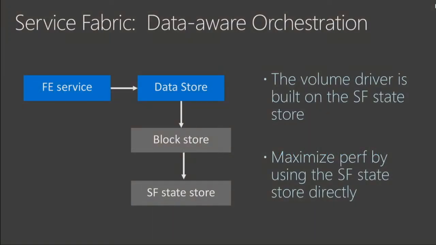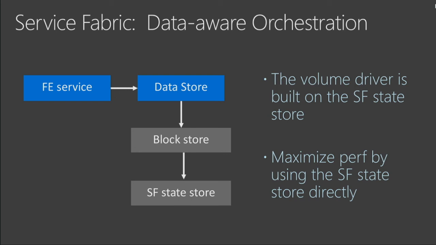One of the things I like to point out here is the way that we are exposing this. There is an underlying Service Fabric state store, which is what all our state is built on. The way we expose the volume driver is by having a block store that's built on the Service Fabric state store. When you're using something like SQLite or MongoDB or Cassandra, you have a data store. Your application has a front-end service, and it is talking to SQLite or MongoDB or something in the back end. That is using the block store, which is using our state store.